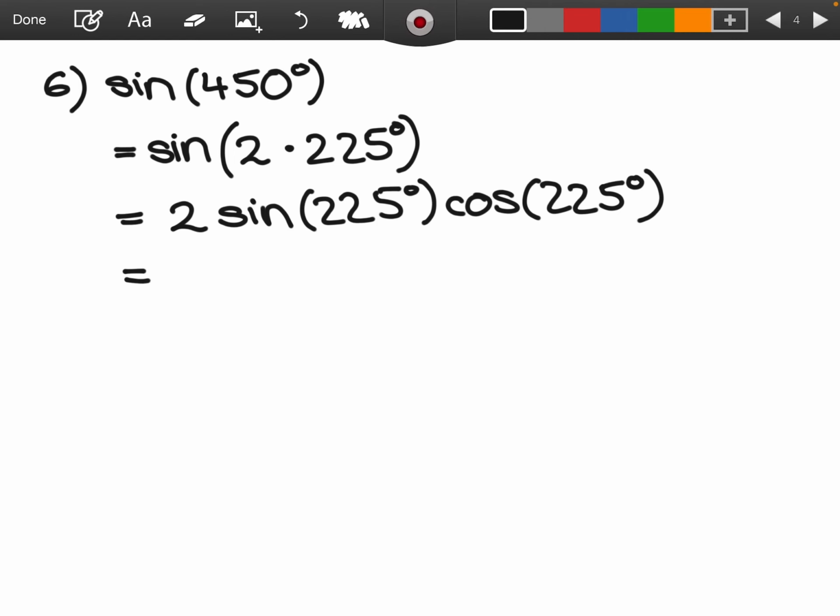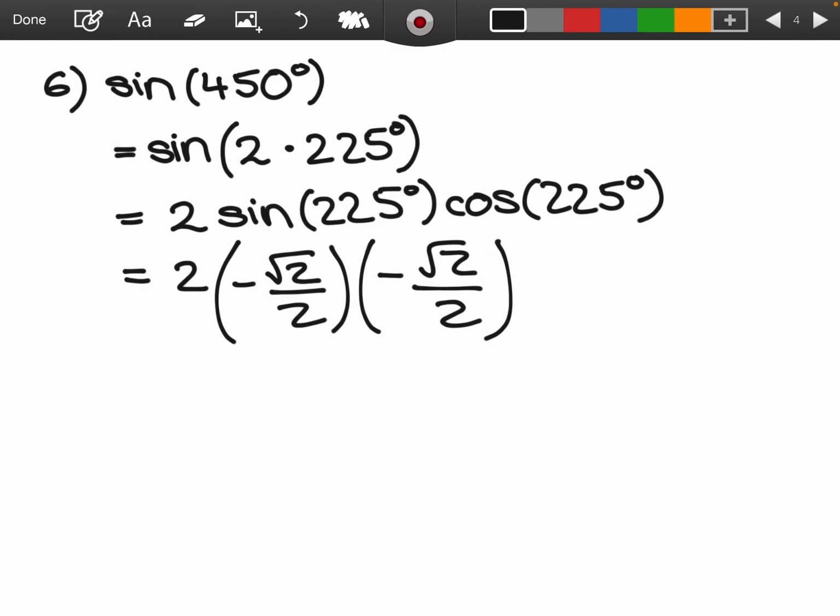225 degrees, where is that? It's 45 degrees past 180. It has a reference angle of 45 degrees and it is in quadrant 3. So we do know a lot about 225 degrees. Being in quadrant 3 means both the x and the y coordinates are negative, so sine and cosine are both negative. So it's square root of 2 over 2 and negative the square root of 2 over 2.